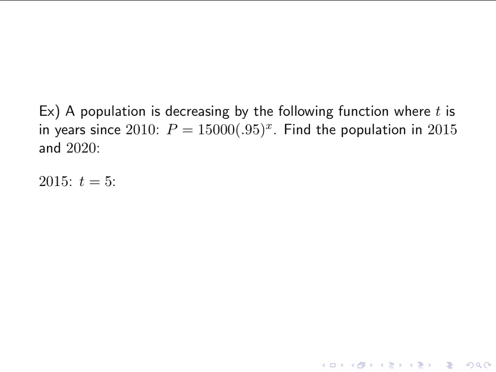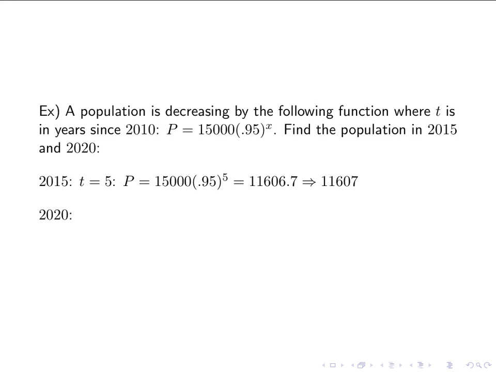So t is 5. P equals 15,000 times 0.95 to the 5. I want you to plug this into your calculator and make sure you're getting the same answer if you haven't been doing this already. 15,000 times 0.95 to the 5 is 11,606.7, but it's a population. You can't have 0.7 of some living thing, so you round. So it's 11,607.